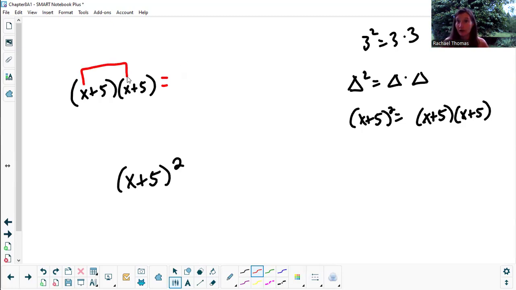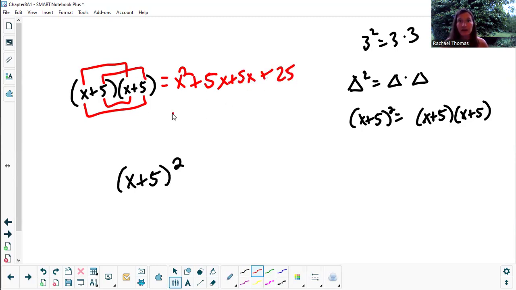So x firsts, x times x, outsides, insides, lasts. I get x squared plus 10x plus 25. It is not x squared plus 25. You get a middle term in there, okay?